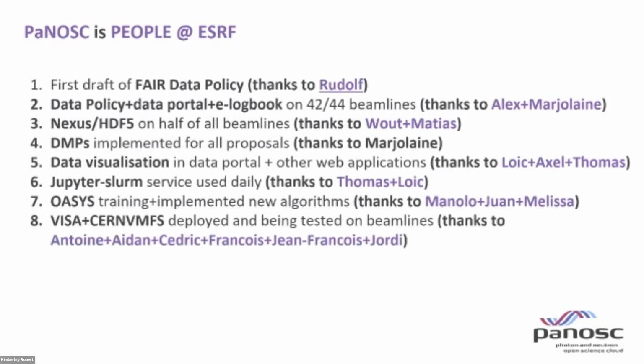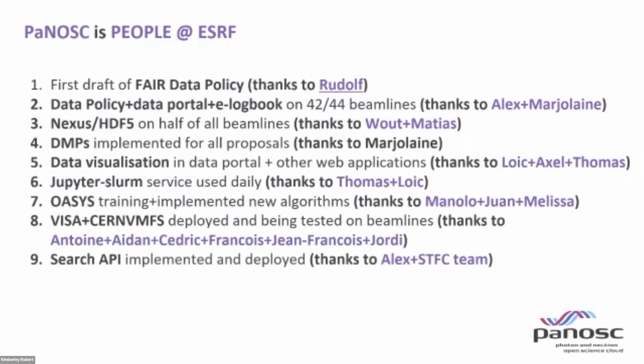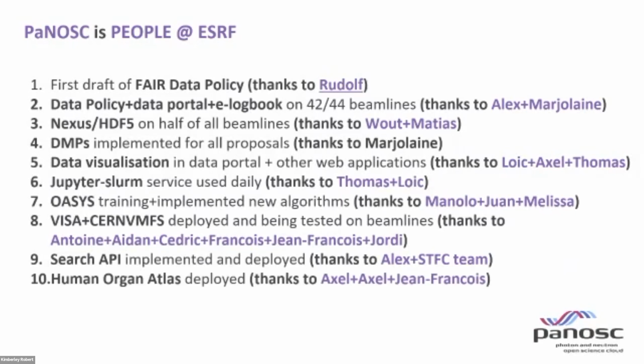For Visa, we had a whole team, which is the people working in Jean-Francois's team: Antoine, Aiden, Cedric, Francois, and we even have Jordi, who is now involved in getting Visa working on the beamlines. Search API was Alex. He did a huge job debugging what the SDFC team did inside ICAT, and I think we can now safely say it's working, though there are always improvements we can make. Axel helped work on the front end for the Human Organ Atlas. Alex was involved with defining and ingesting the data, and Jean-Francois and his team made sure the infrastructure was there.